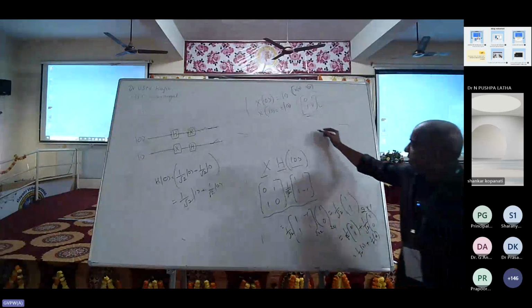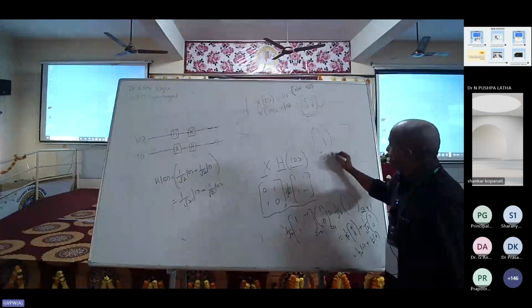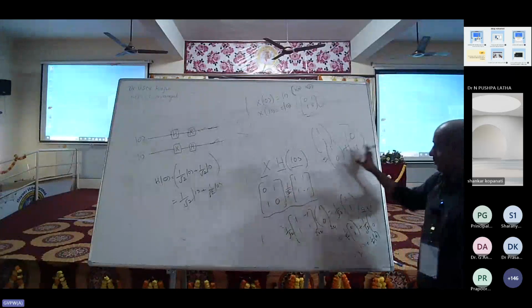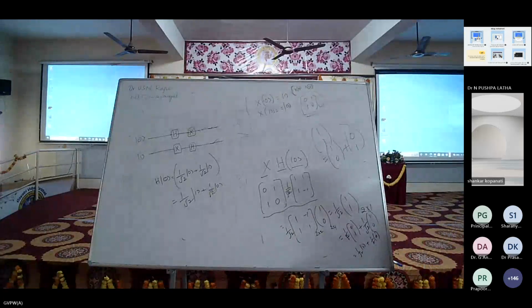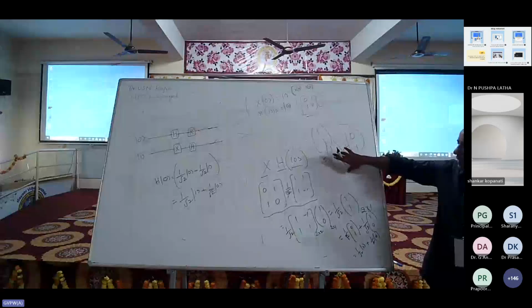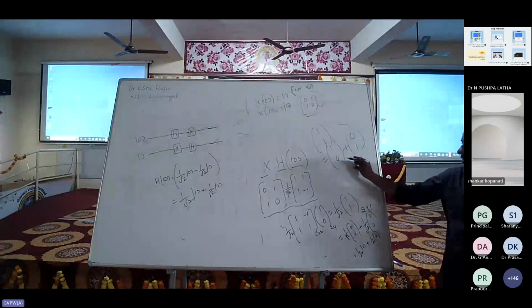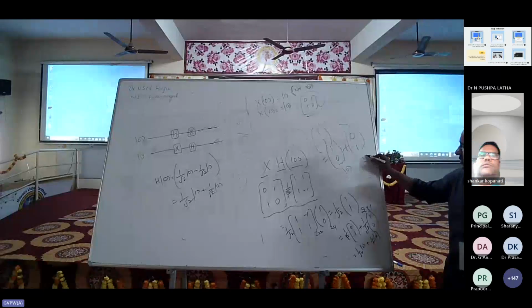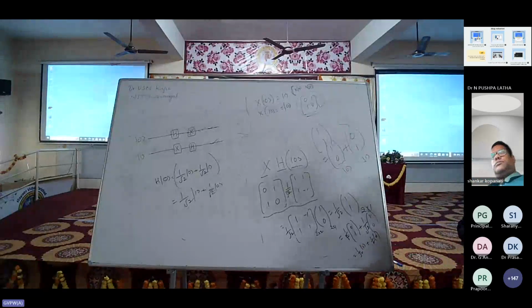See, this is crucially important. The column vector 1 1 can be written as 1 0 plus 0 1. This is the point that you need to understand. When I say 1 0, this is nothing but ket 0. When I say 0 1, this is nothing but ket 1.